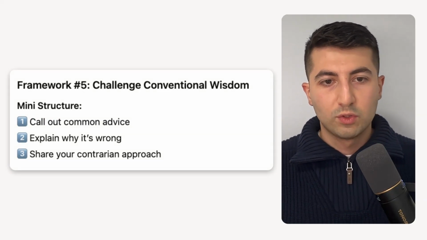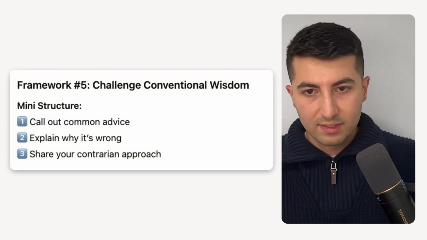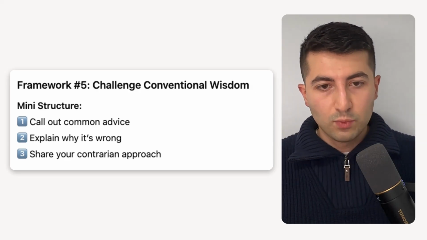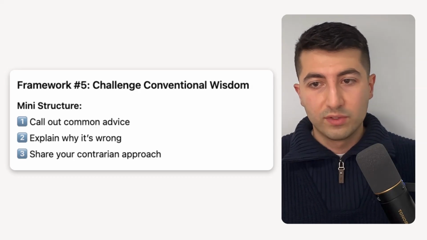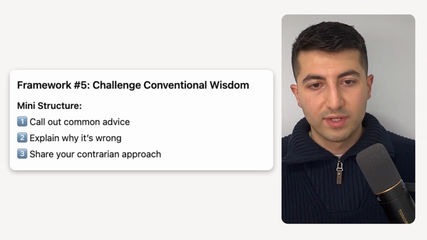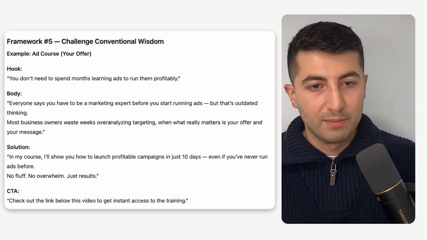Now, framework number 5 is the challenge conventional wisdom. The structure is going to be as follows. Call out common advice, explain why it's wrong, and then share your contrarian approach. This one is perfect for coaches, consultants, or educators who want to stand out by challenging mainstream advice. So let's say, for example, an ads course, which is basically my course.